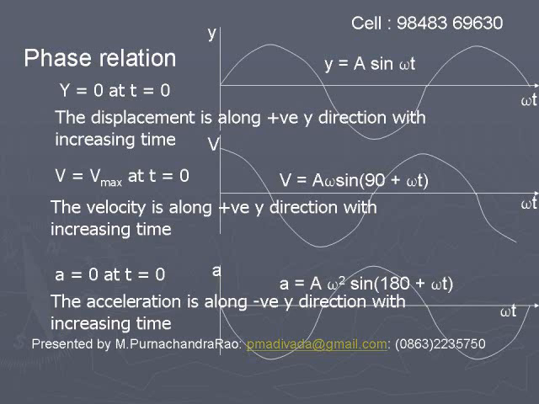When we take the velocity curve, we notice that the velocity is maximum at t is equal to 0 at equilibrium position, and the velocity decreases as the particle moves from equilibrium position. From the third graph, we notice that the acceleration is 0 at equilibrium position, but the acceleration becomes negative and increases as the particle moves from equilibrium position.